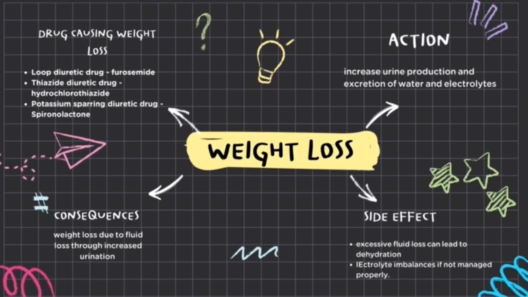The consequence of this action is weight loss due to fluid loss through increased urination. The side effect that might happen is that excessive fluid loss can lead to dehydration of the body because the body loses so much water. Next is electrolyte imbalance if we do not manage it properly.